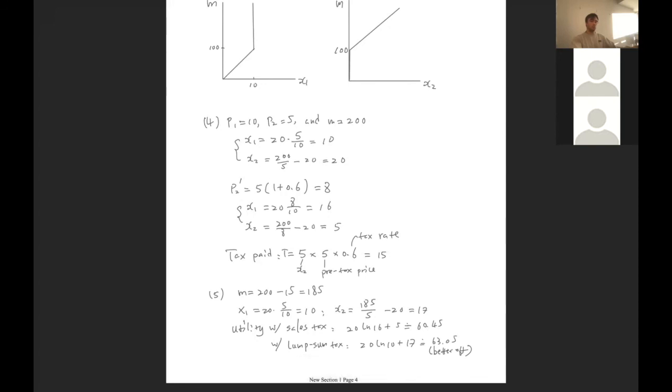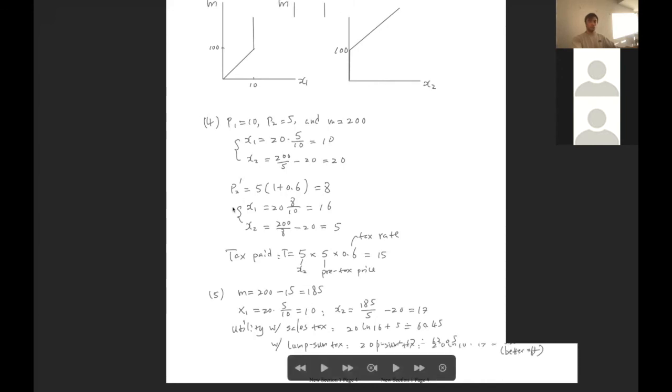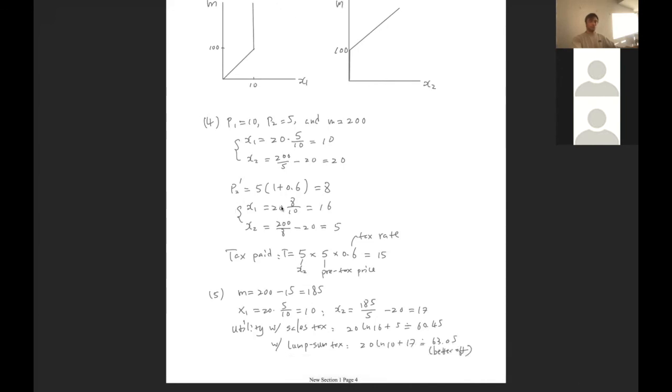So if there was a case where you were applying a 60% tax, what was it? Yeah, 60% sales tax. You could apply that to both pizza and beer. Then you could just do the same exact thing and apply it to your budget constraint, so you would multiply your budget constraint by 1 plus 0.6.